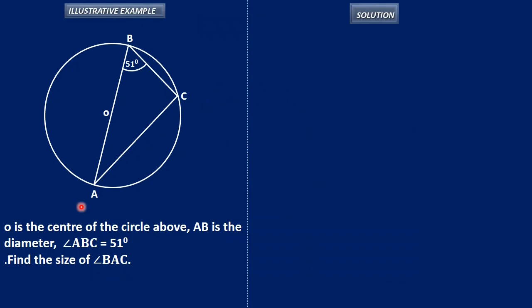Now let's apply property 2 to solve this example. The question says O is the center of the circle above. AB is the diameter. Angle ABC is 51 degrees. Find the size of angle BAC. So they want us to find this angle. AB is the diameter, and any angle the ends of diameter will subtend on the circumference is 90 degrees.